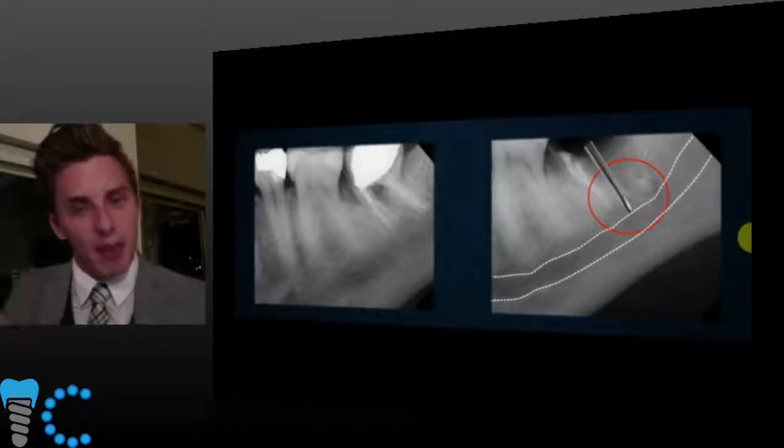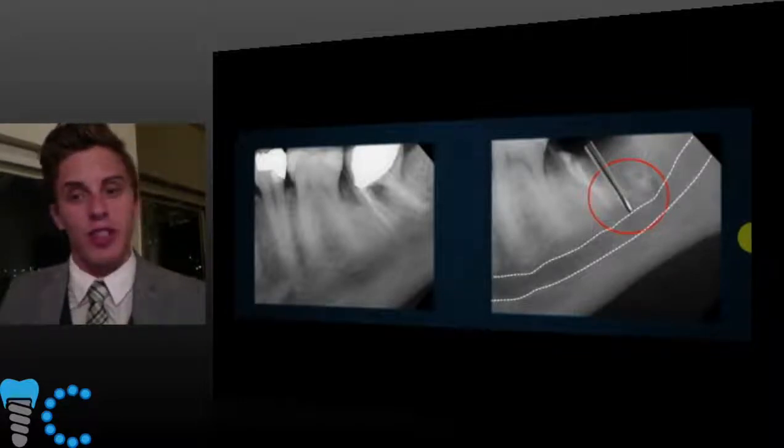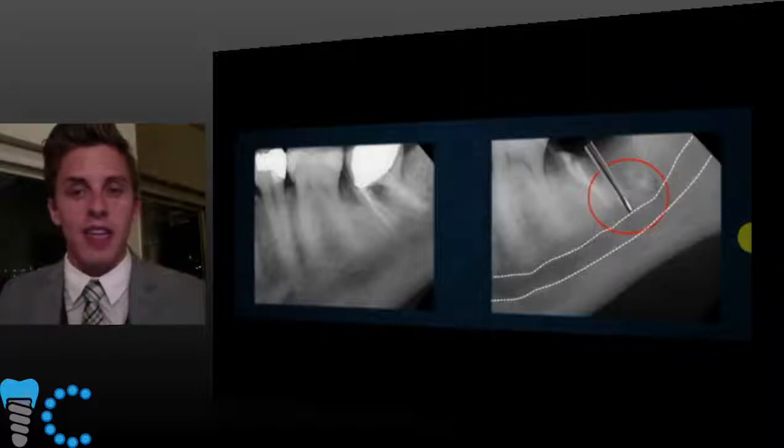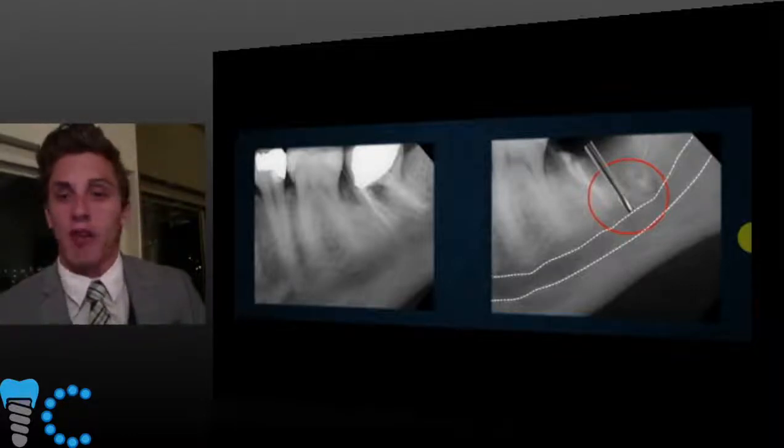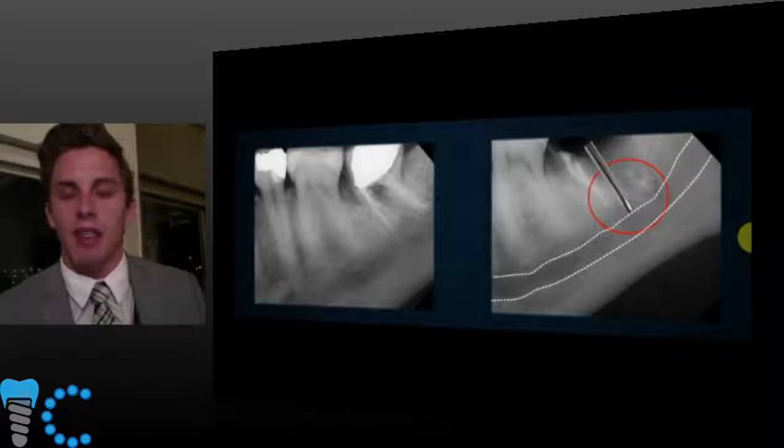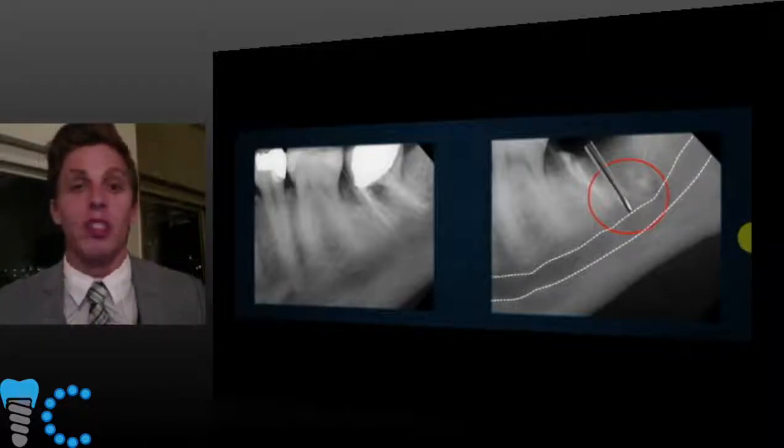But what had happened is when he or she, the general dentist, used a surgical handpiece, they may have gone too deep, and that's why that brisk bleeding was encountered. Typically with brisk bleeding like that, it's hard to get that from bone, so what most likely happened is that the neurovascular bundle was jeopardized.